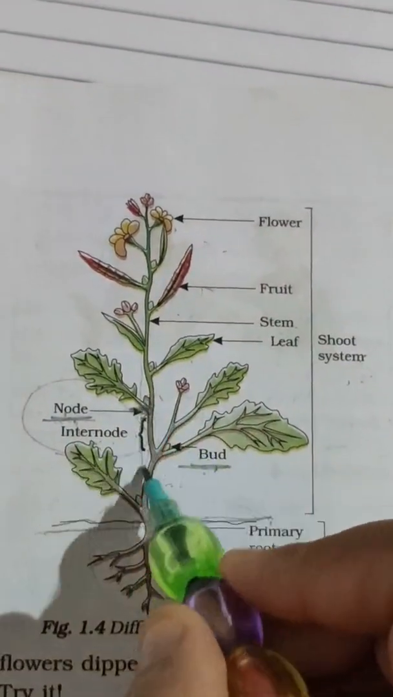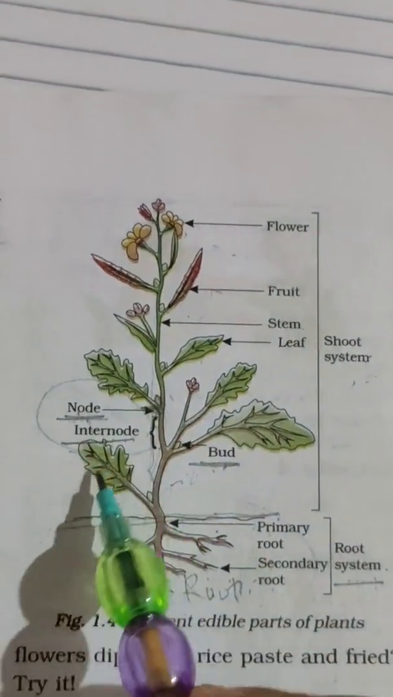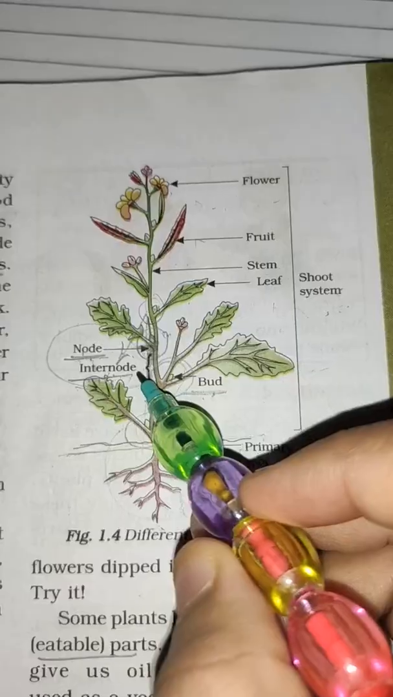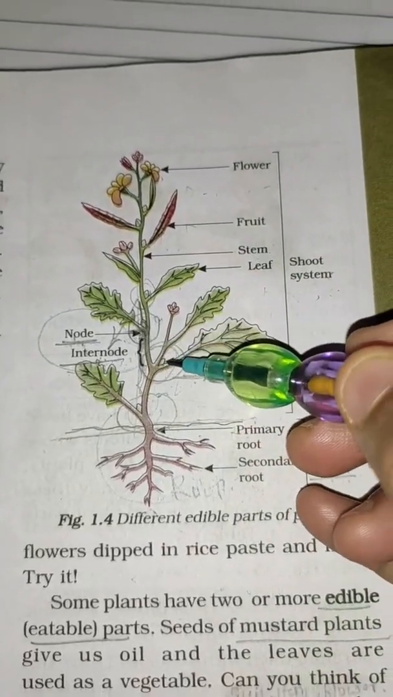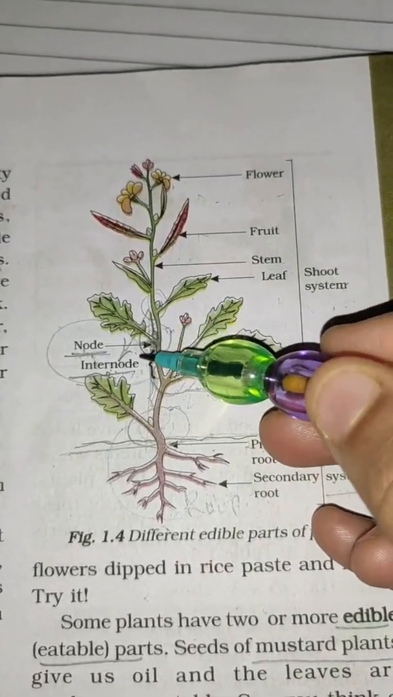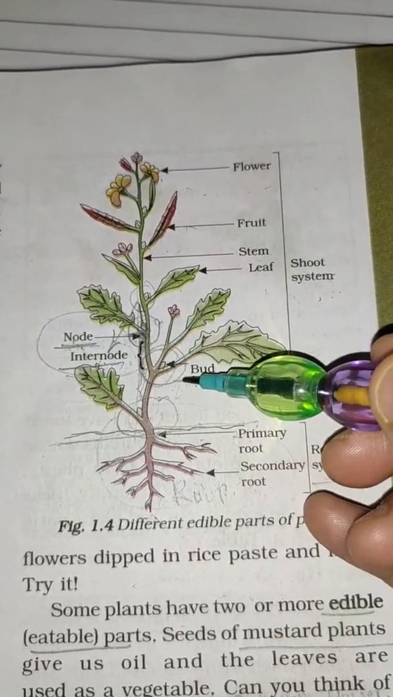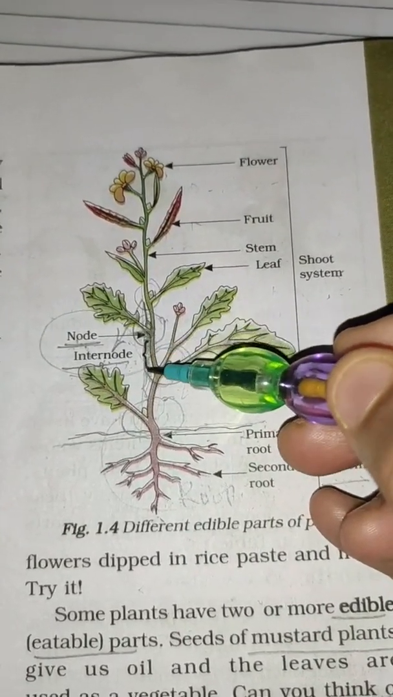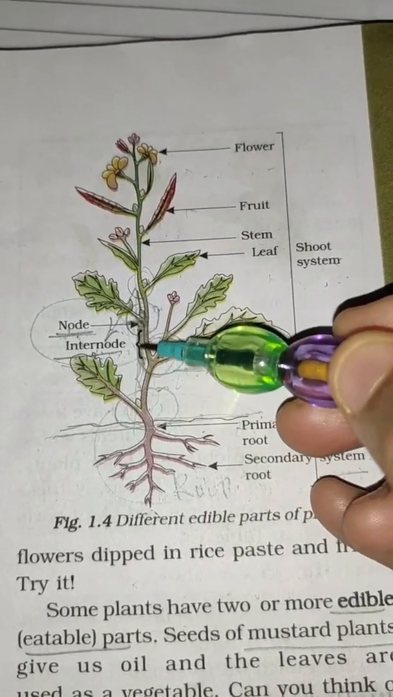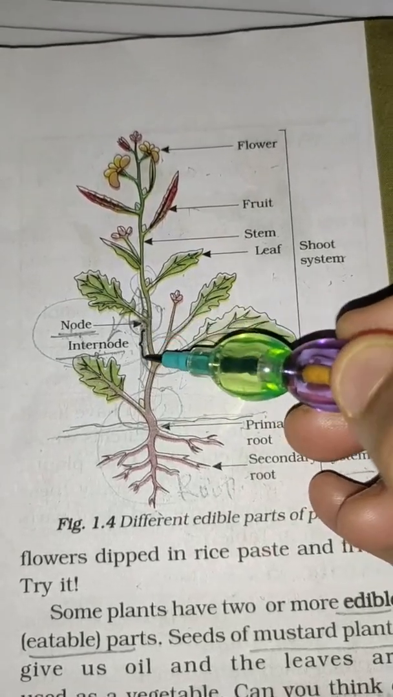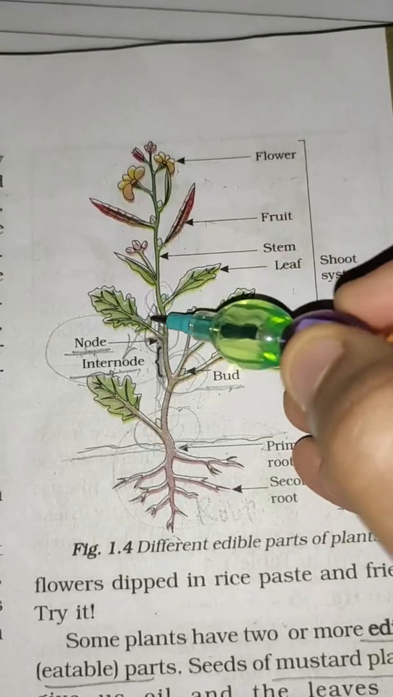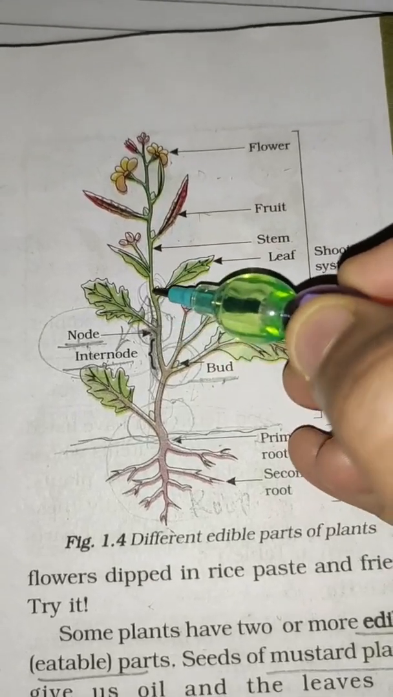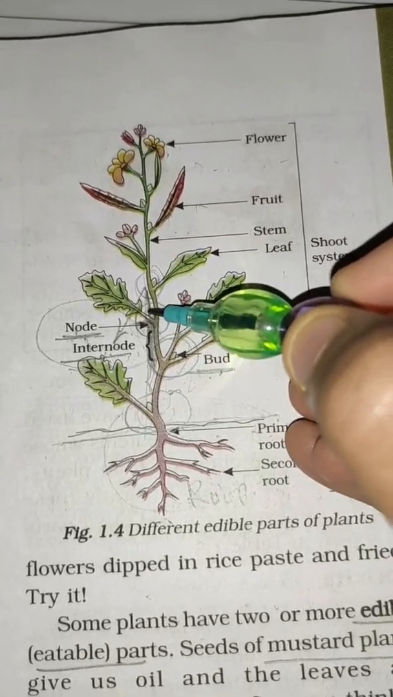The second one is the internode. So what is an internode? Internode is nothing but the distance between two consecutive nodes. Here you can see this is the first node and this is the second node. There is a distance, an area, a space between these two nodes. So this area is called an internode. Here you can see there is one more node. So the distance between these two nodes is called an internode.